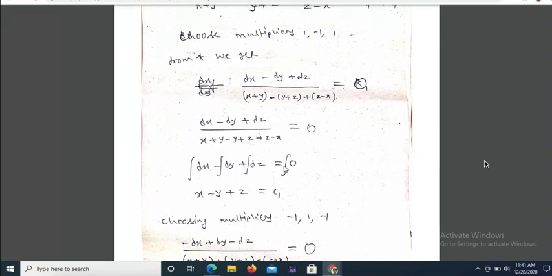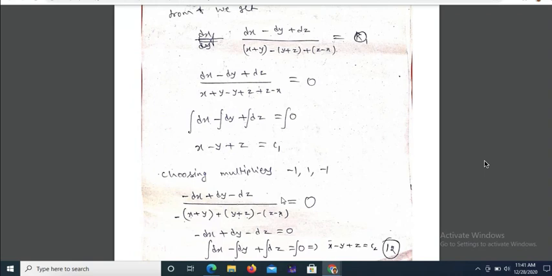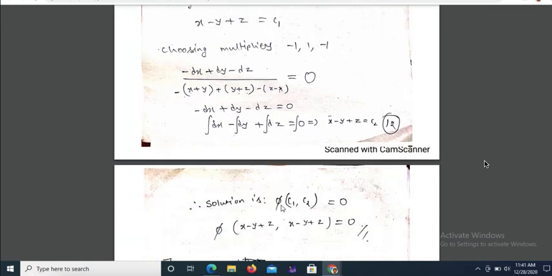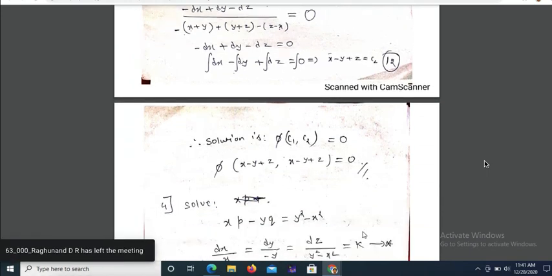So if you integrate dx minus dy plus dz equal to 0, you get x minus y plus z equal to c1. Simply I got c1. Again, I'm choosing other multipliers: minus 1, 1, minus 1. So l dx plus m dy plus n dz divided by l(x plus y) plus m(y plus z) plus n(z minus x), again you are getting 0. So you will get x minus y plus z equal to c2. So the solution is phi of c1, c2 equal to 0, with the c1 value and c2 value substituted. So that's it. Now come to the next problem.